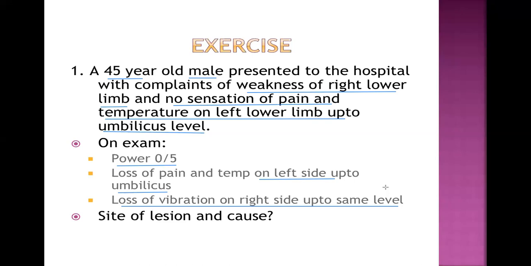Because the corticospinal tract does not cross when it is in the spinal cord area, and the dorsal column tract also does not cross in the spinal cord. They cross way up when they reach the medulla oblongata. So they do not cross at the spinal cord level. So that is why we know the lesion is on the right side of the spinal cord. Now which level?